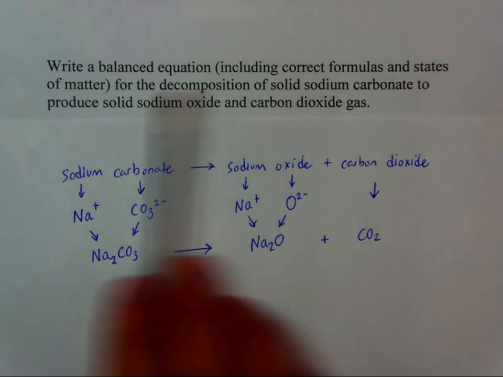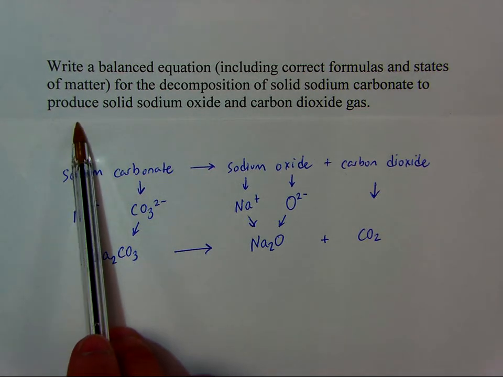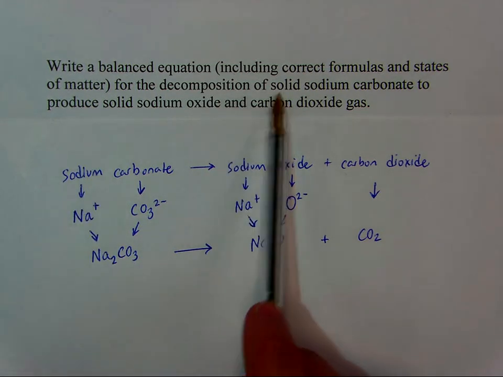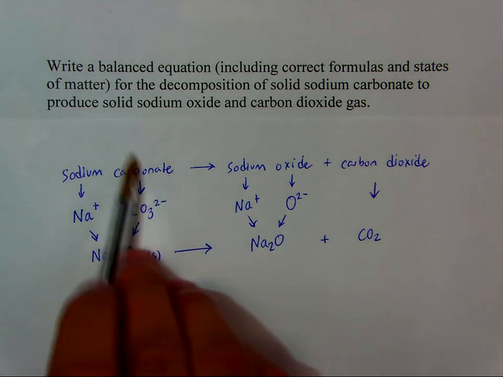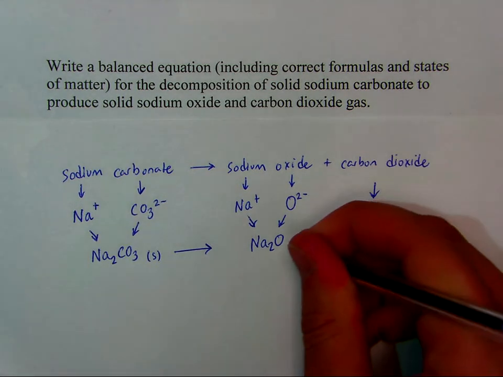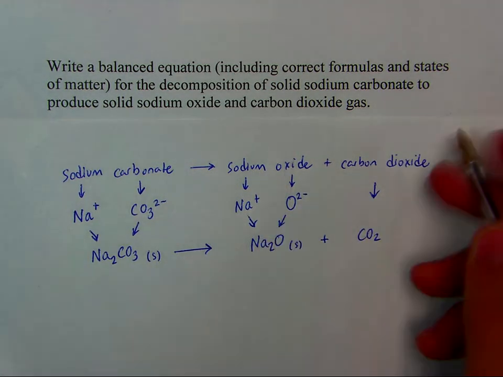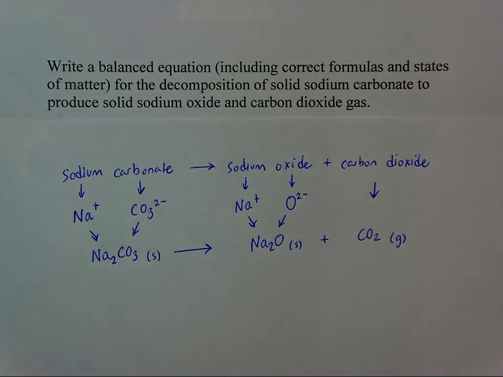We need states of matter next. That's going to be in the worded description somewhere. So sodium carbonate is a solid. Okay, that means it gets a little S. Solid sodium oxide, that gets a little S. Carbon dioxide gas gets a G. Okay, we've got formulas, states of matter. We know what our products and reactants are.